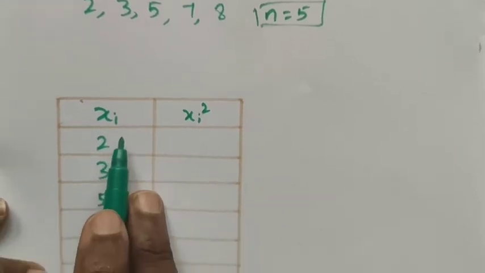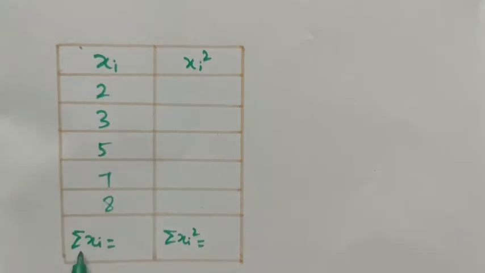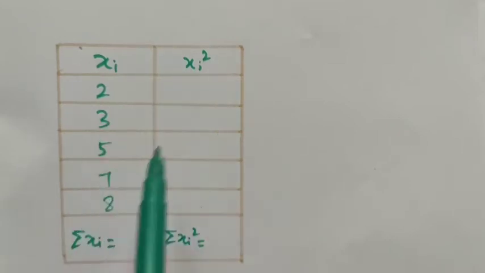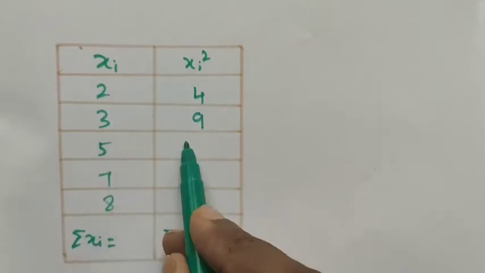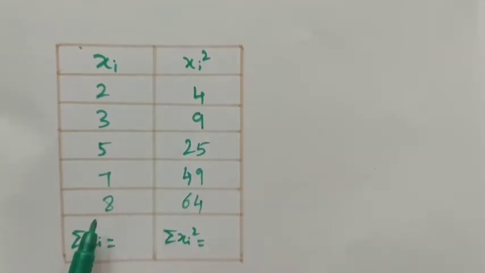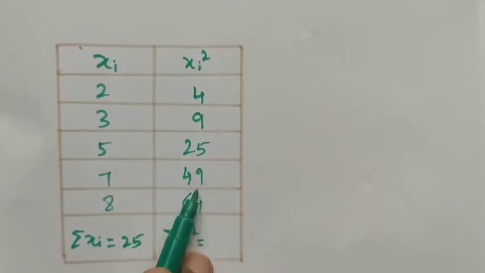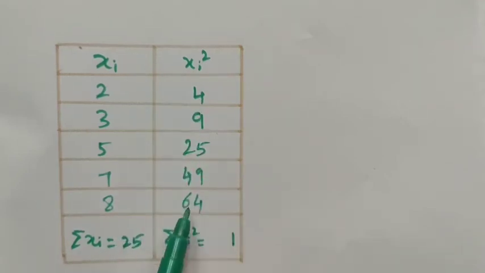For the direct method we take xi and xi square. Now we want to find summation xi and summation xi square. So for xi square: 2 square is 4, 3 threes are 9, 5 fives are 25, 7 sevens are 49, 8 eights are 64. Now we add these values: 4, 13, 38, 87, 151. The sum of xi is 25 and the sum of xi square is 151.